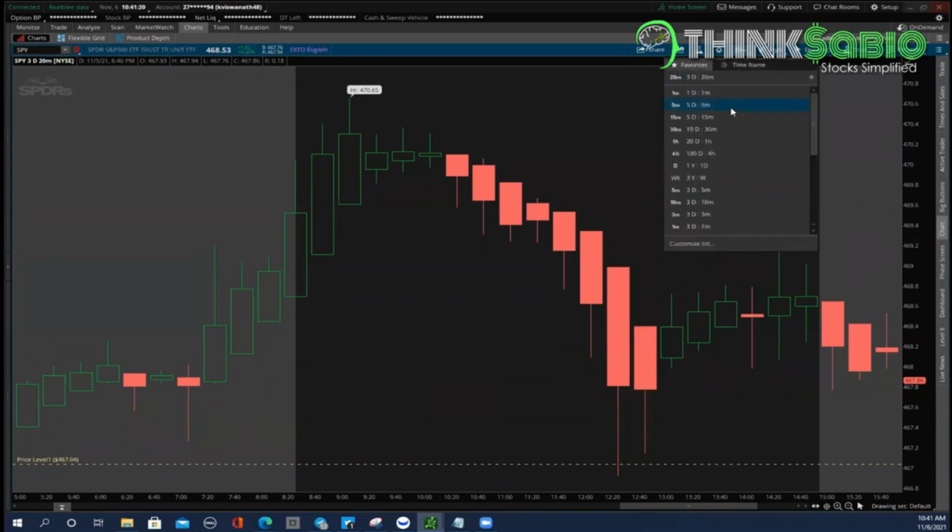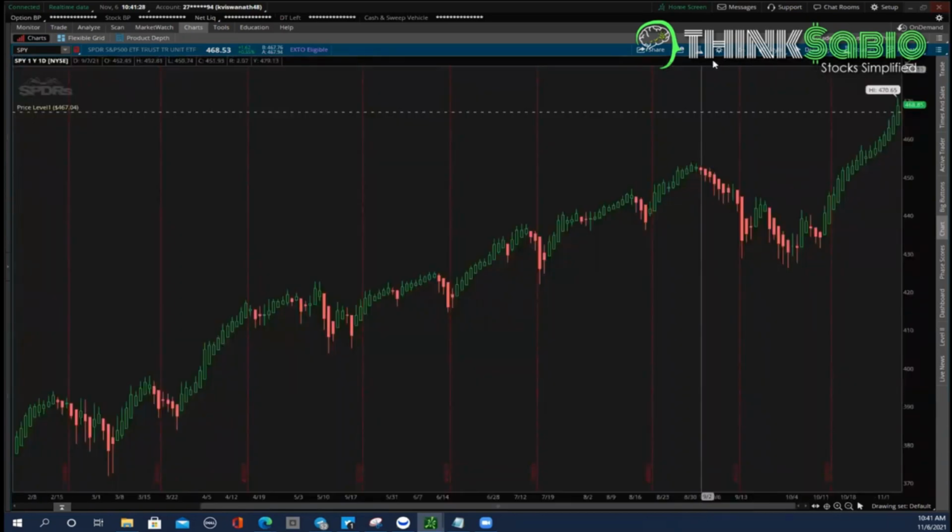Before I go to the range, I want to show you one more thing here. From a time frame, if you're an investor, you can actually go back to 1 year, 1 day.